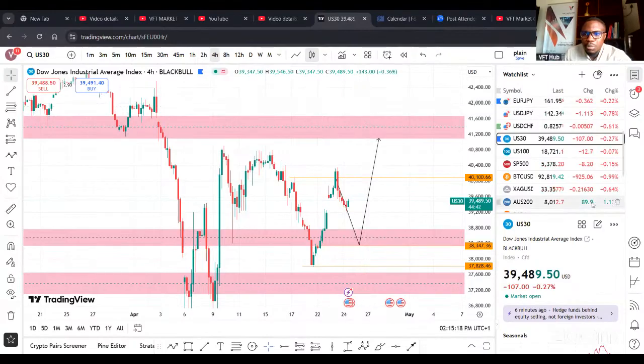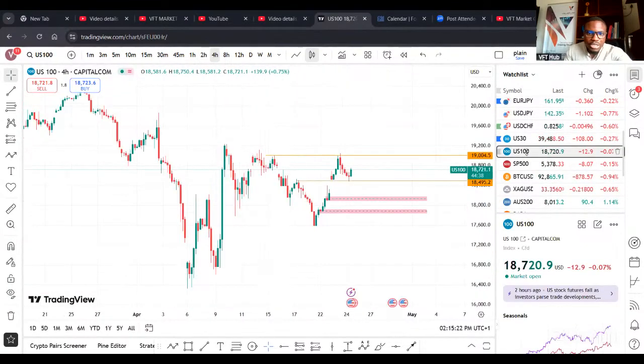That's a possibility. Also on US 100, which is the NASDAQ, we have this area marked out, right? Unlike US 30, on US 100, we've seen that there's a clear break of structure to the upside or change of character for those that might not understand what this is, right?